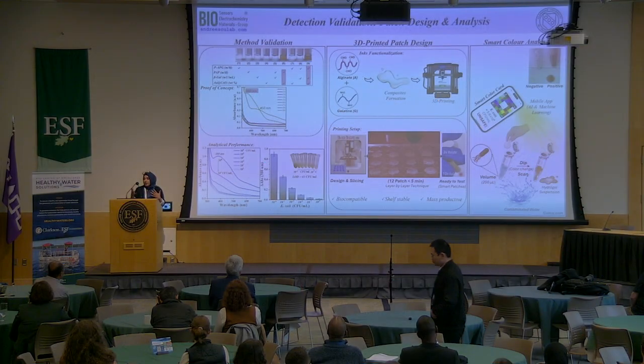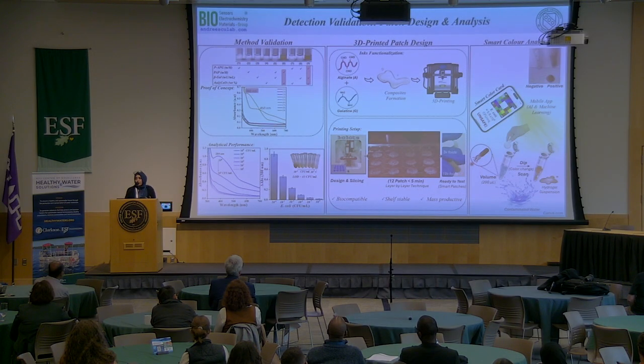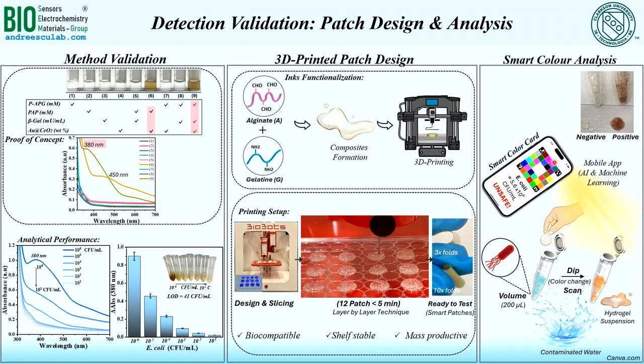Here is an image to show you how this actually works. So we dip the patch into water, an optimized water volume, and the gel soaks the water and changes the color based on the E. coli present in the water.